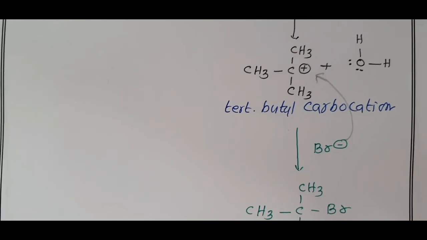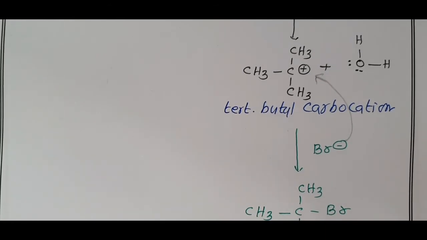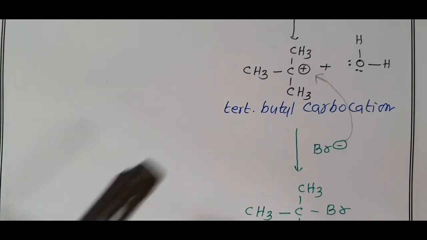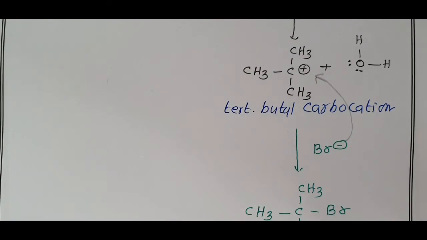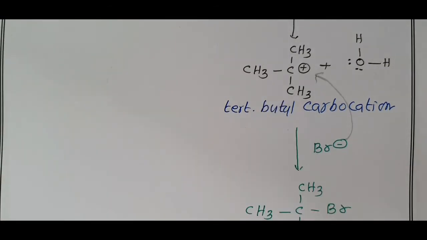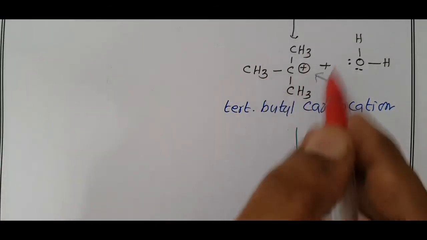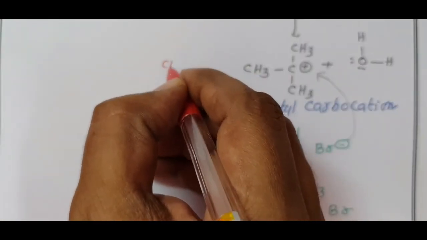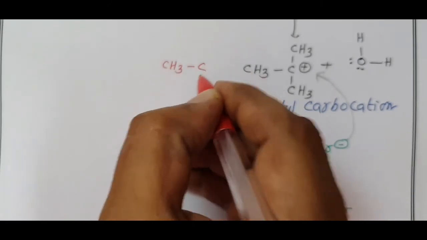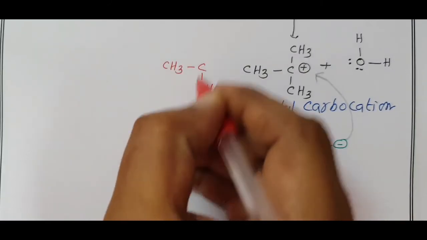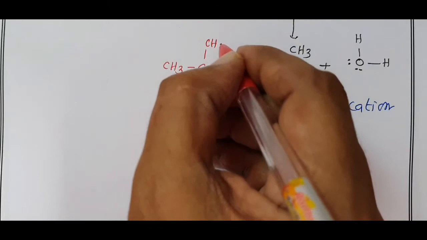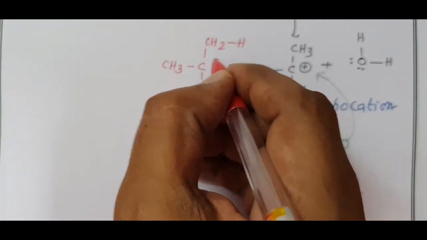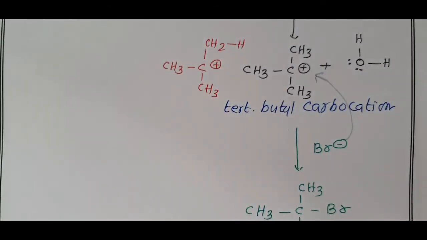There is one more possibility: an elimination reaction may take place in this step. What is that elimination reaction? See carefully. From the tertiary carbon atom, now I write this tertiary butyl carbocation. In this place simply CH3, CH3, CH2, tertiary butyl carbocation. Same thing.